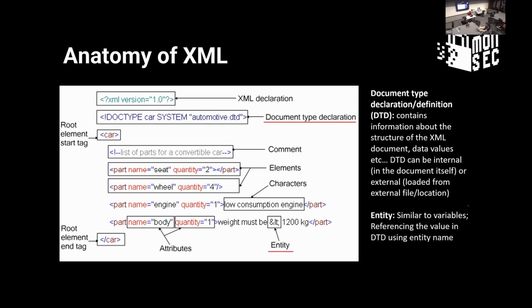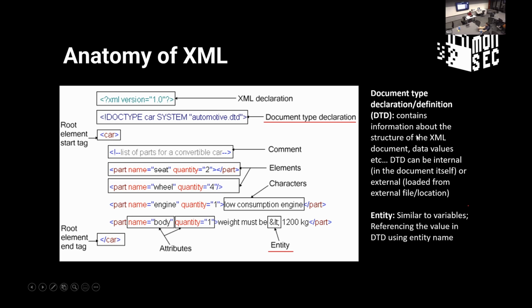To do this attack, learning the anatomy of XML might be very useful. So this is the general structure of XML. As you can see, the most important parts to pay attention to are the document type declaration here, which starts with exclamation mark DOCTYPE, and one down there that starts with an ampersand, called an entity. The first one, the DOCTYPE part, is called the document type declaration or definition. We shorten that to DTD sometimes.